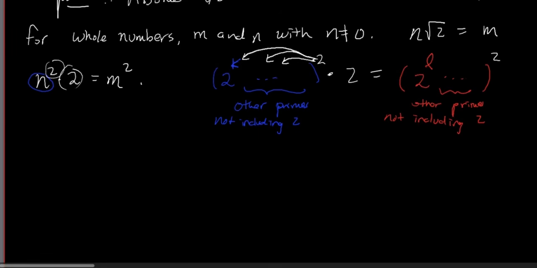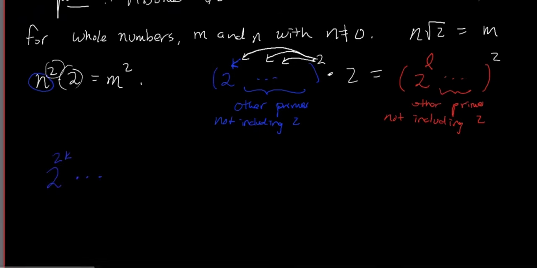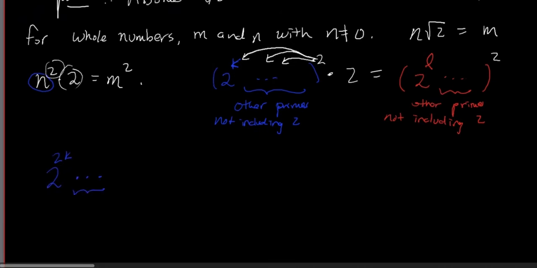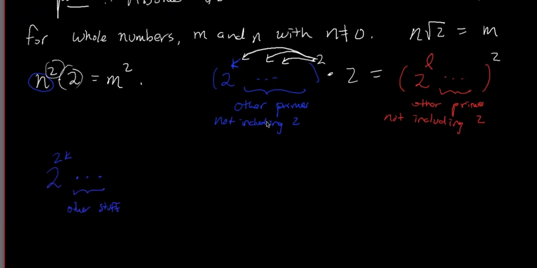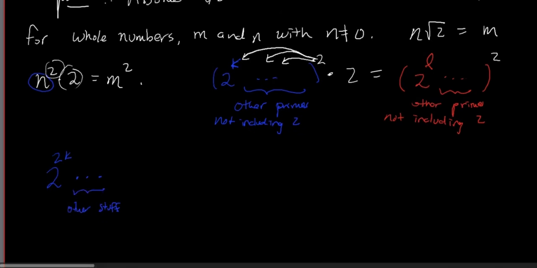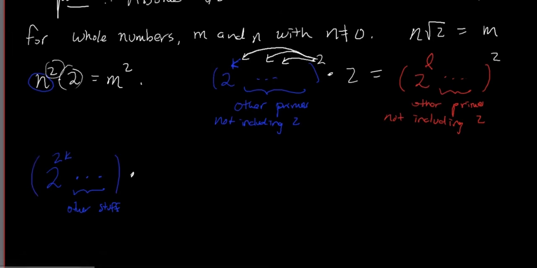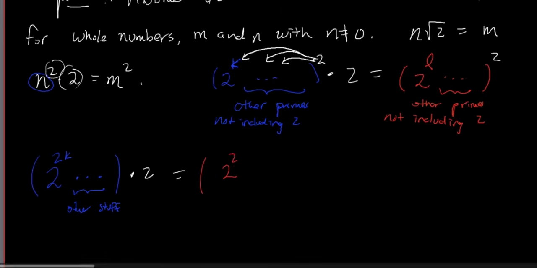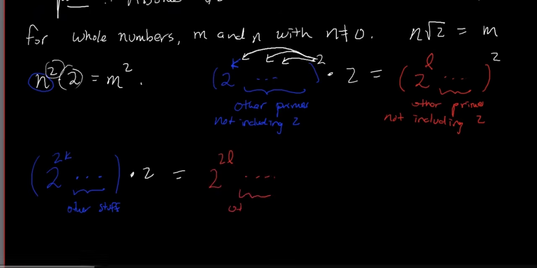So the result of this is that we'll have 2 to the 2 times k. Then again, times some other primes raised to what are now even exponents, but the primes themselves are all odd. That is, they're not 2. Times 2 again, from right here. And then we do the same thing on the right-hand side. Now this time we'll have 2 to the 2 times L times some other stuff, other primes that are not 2.